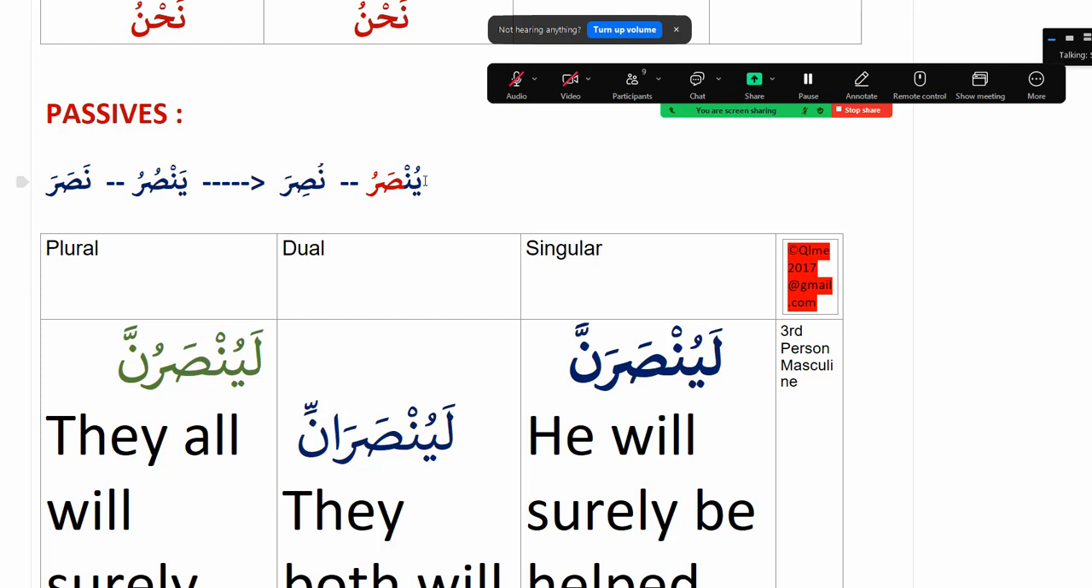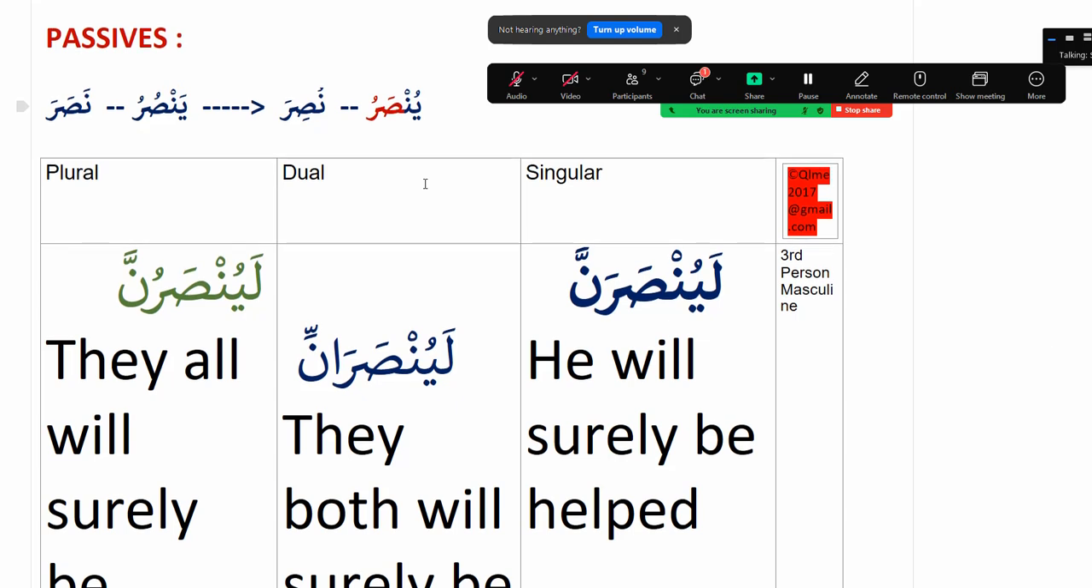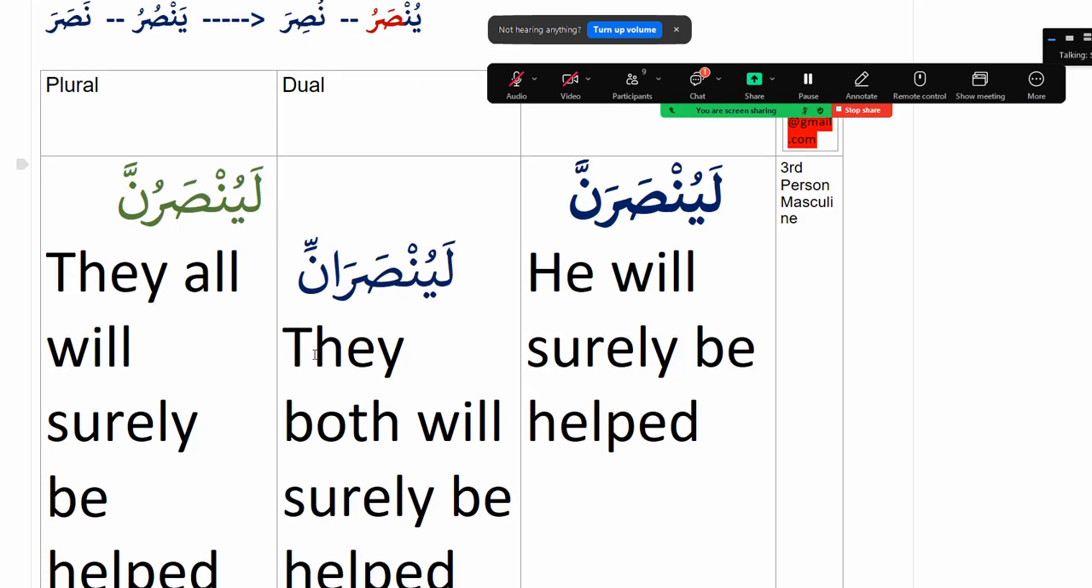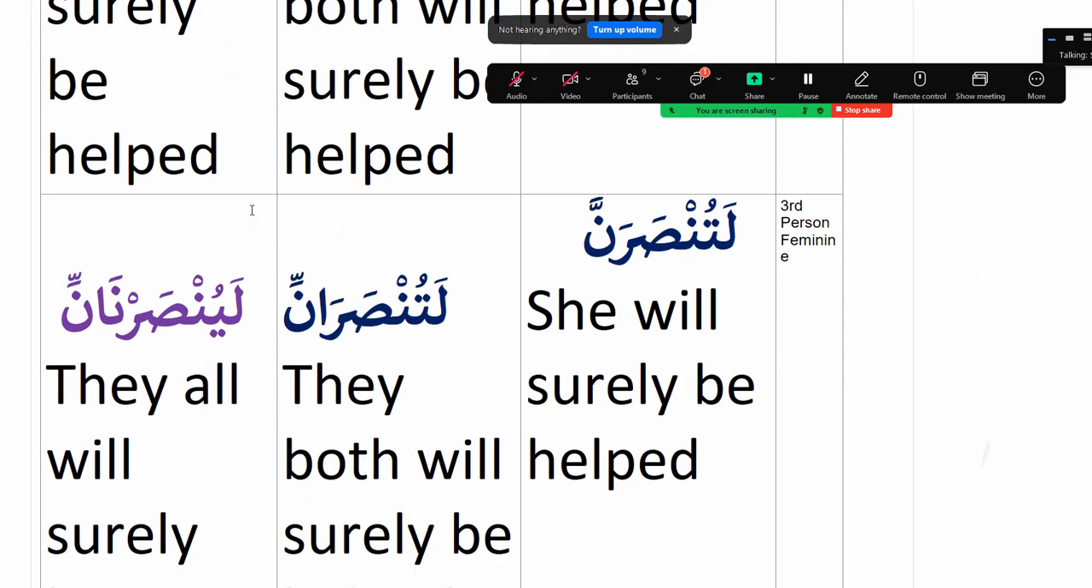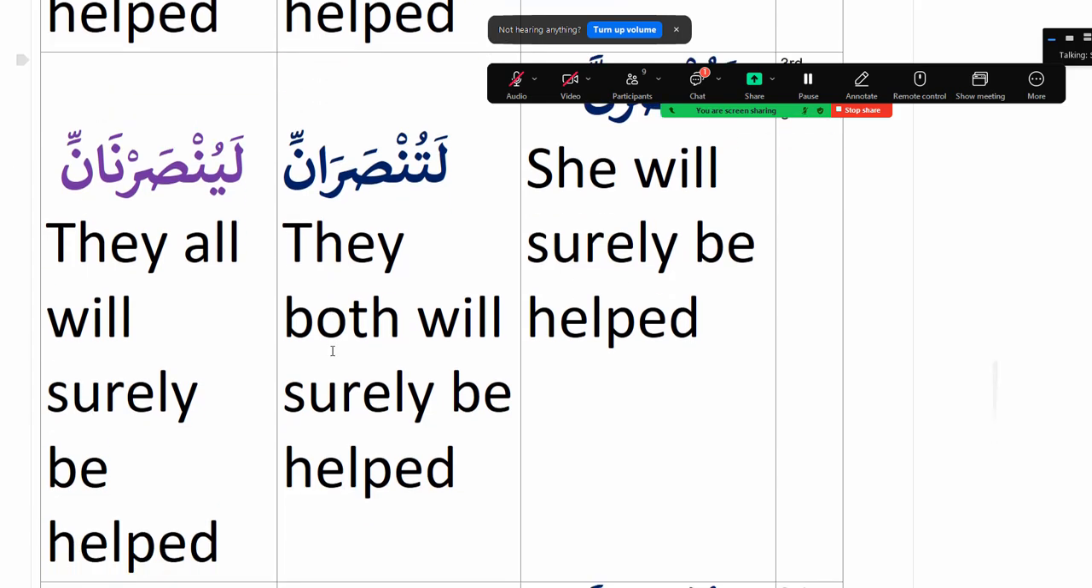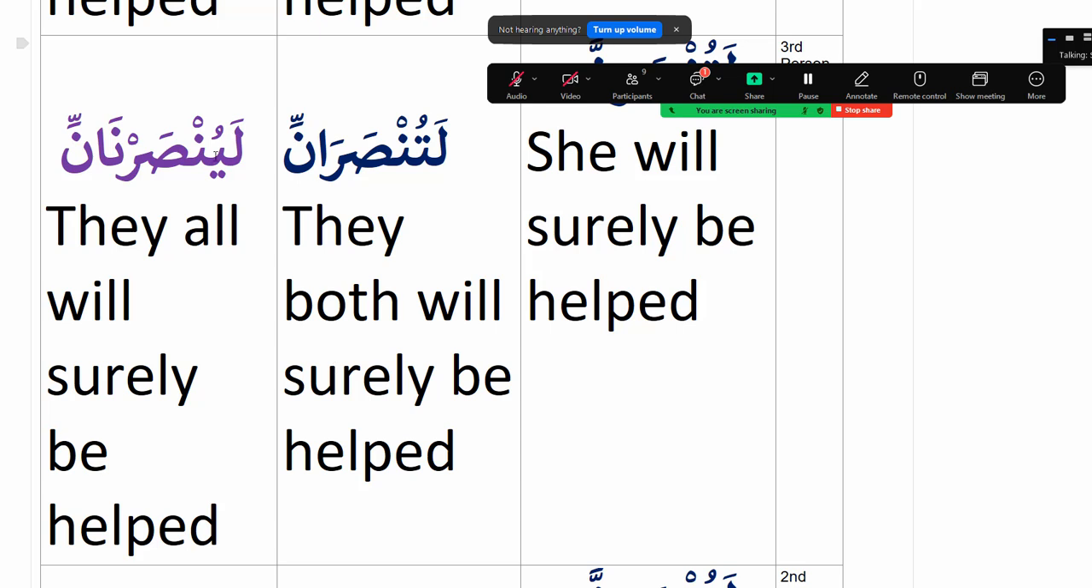And for the passives, okay, Nasara yansuru is active, ma'ruf form. Nusira yunsaru is majhul, the passive. So how do you have the lam nun tawkeed for the passive? La yunsaranna, he will surely be helped. La yunsarani, they both will surely be helped. La yunsarunna, they all will surely be helped. Majhul. La tunsaranna, she will surely be helped. La tunsarani, they both will surely be helped. La yunsarnani, they all will surely be helped.